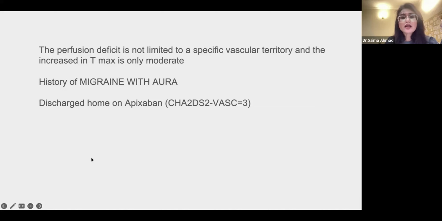Because the patient is not already having the same episodes. So the other finding is that Tmax is only moderate. It is not up to the level where we can label it as a stroke. So here we could have used RAPID, but I deliberately did not add it because RAPID is not available in many countries, especially in our country. We do not have the RAPID software. Therefore, we need to rely only on this kind of perfusion imaging.